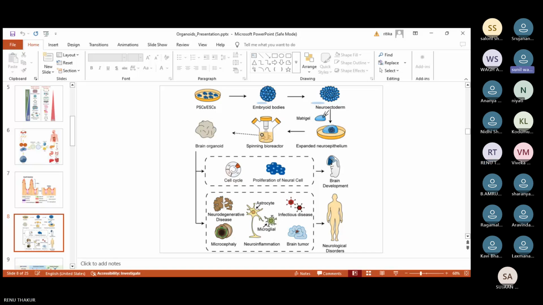Recently China has transplanted induced pluripotent developed pancreatic stem cells, genetically modified, and the patient is diabetes free for 2 years. That is a great achievement.